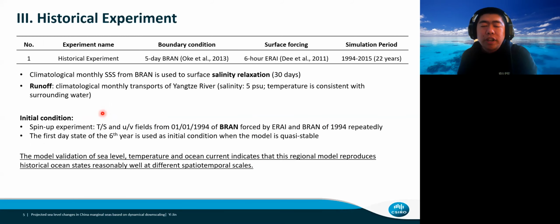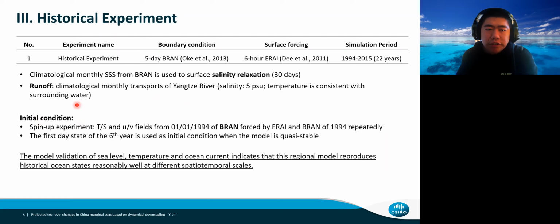To perform the dynamical downscaling for future climate change, it is necessary to establish a reliable regional model with a robust historical simulation. So for the historical experiments, BRAN is used for the boundary condition, and ERA-Interim is used for the surface forcing through the bulk formula. And the climatological monthly sea surface salinity from BRAN is used for the surface salinity relaxation. And the climatological monthly transport of the Yangtze River, which is the largest river in China, is also considered.